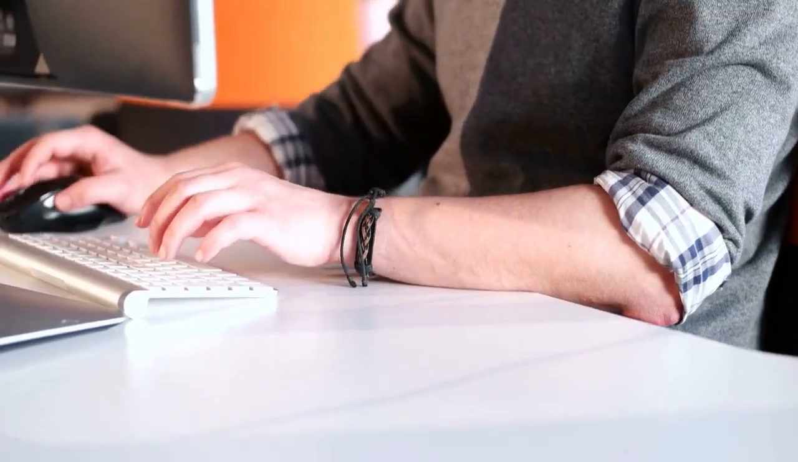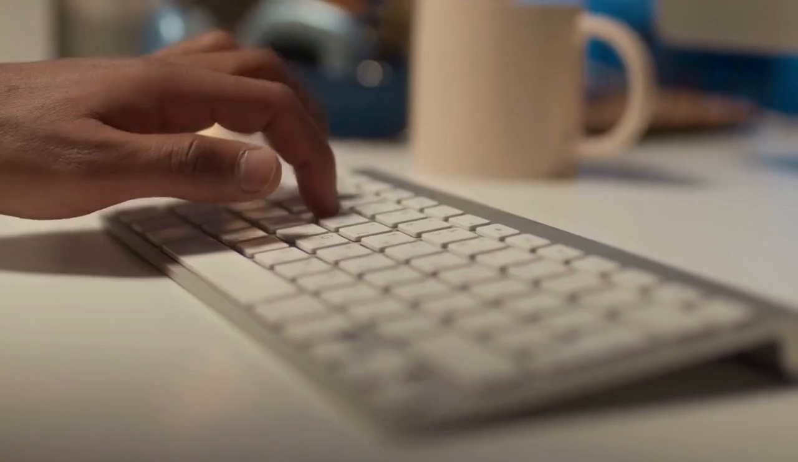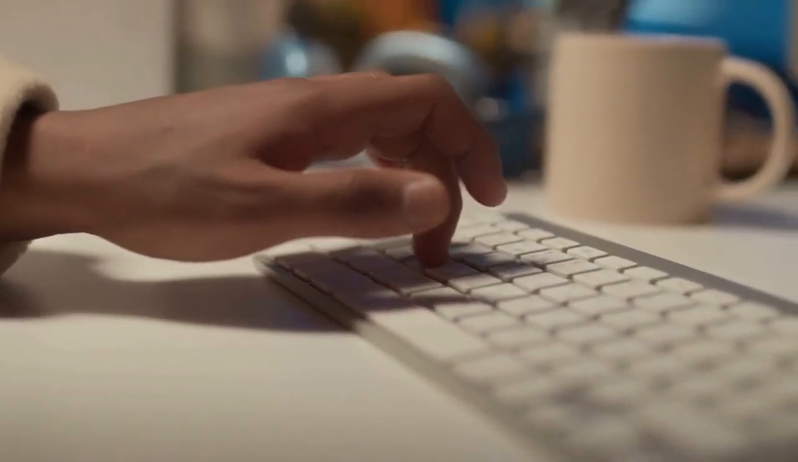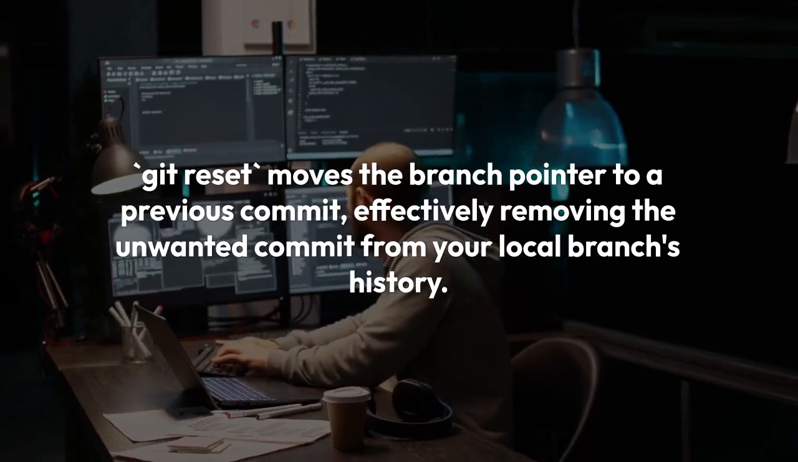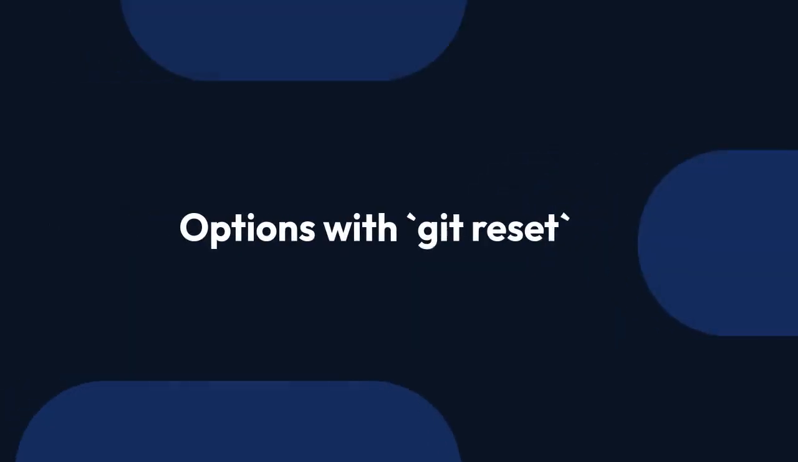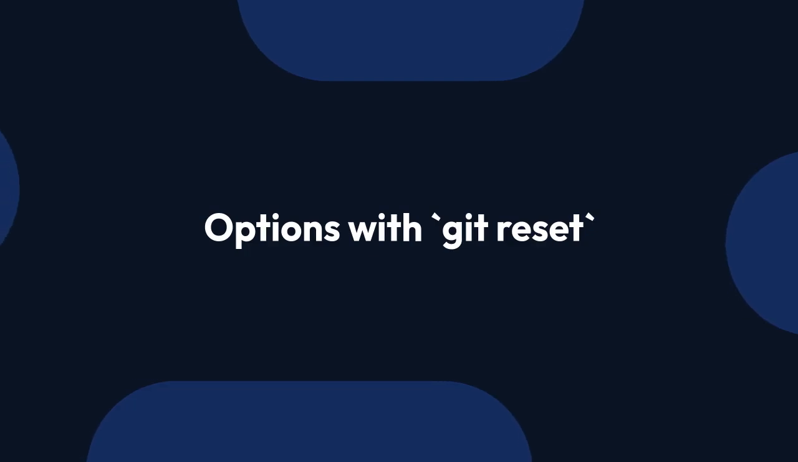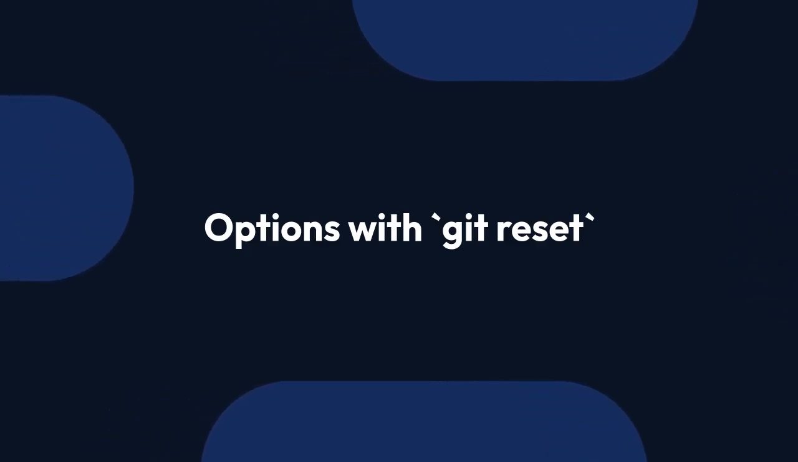If you made a commit and haven't pushed it to a remote repository, like GitHub or GitLab, the easiest way to undo it is using git reset. This command moves the branch pointer to a previous commit, effectively removing the unwanted commit from your local branch's history. There are a couple of options with git reset: soft, mixed, which is the default, and hard.